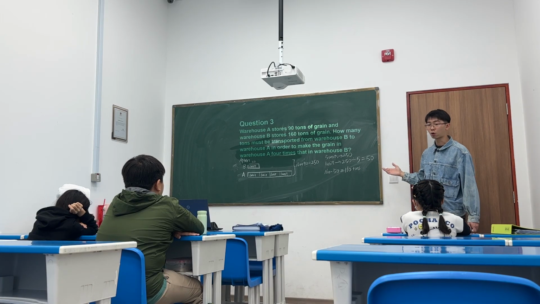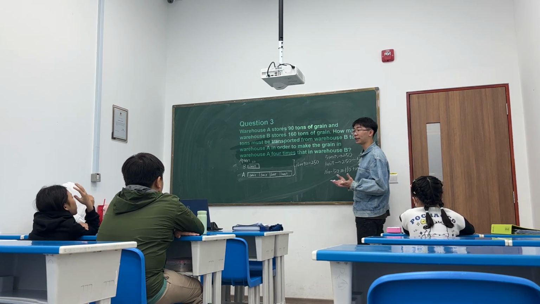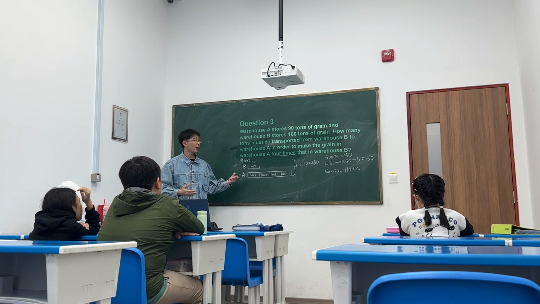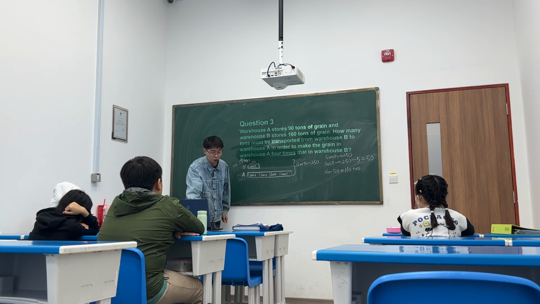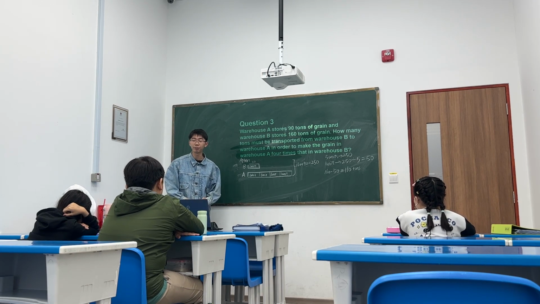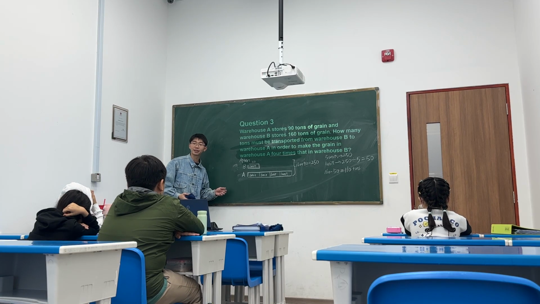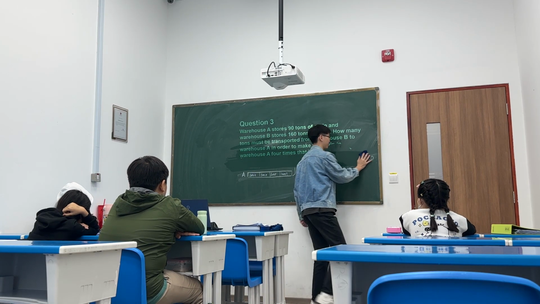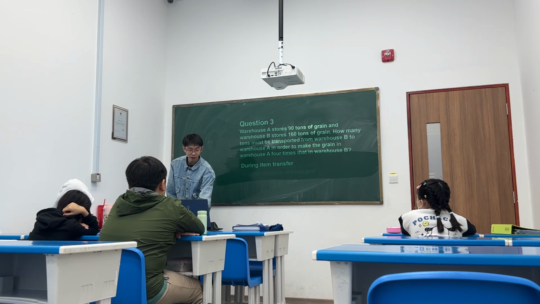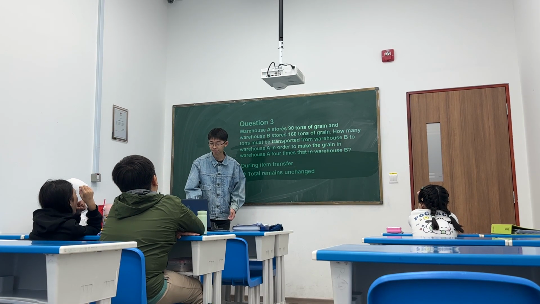So see, in this kind of question, there are 2 identities and they are transferring values between each other. But before and after transferring the value, your total remains always unchanged. So this is a very important property. Everybody, please just remember that. Okay. So during item transfer, the total remains unchanged.